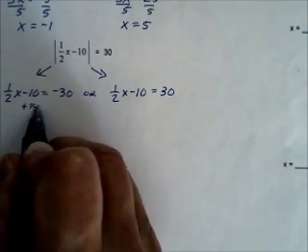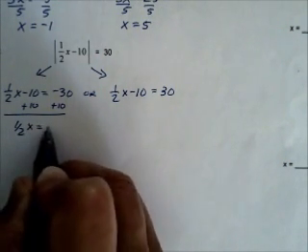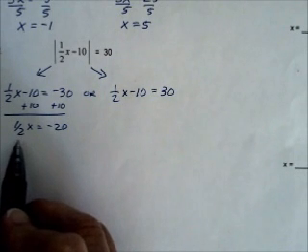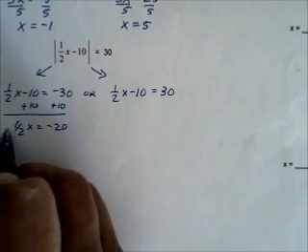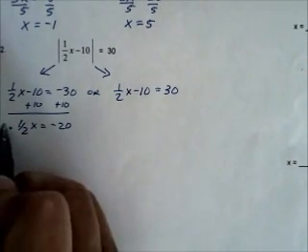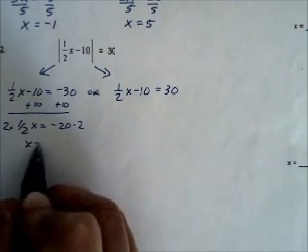Solving individually, adding 10 to both sides, 1/2 x is equal to negative 20. Now, you can divide by a half. Dividing by a half is the same as multiplying both sides by the reciprocal of 1/2, which is 2. So multiplying both sides by 2, and I get x equals negative 40.